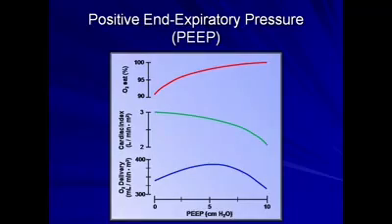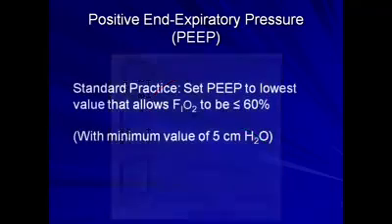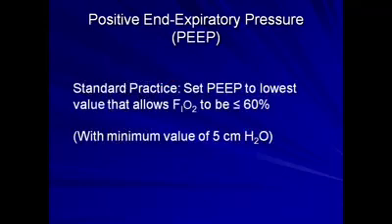In standard practice, however, clinicians don't usually set PEEP to maximize cardiac output, but rather set it to the lowest value that allows FiO2 to be equal or less than 60% with a minimum value of 5 centimeters of water. This practice is standard more because it's easy to do rather than because it's actually the best way to manage patients. Selection of optimal PEEP is discussed a bit more in the next lecture, particularly in regards to management of ARDS.